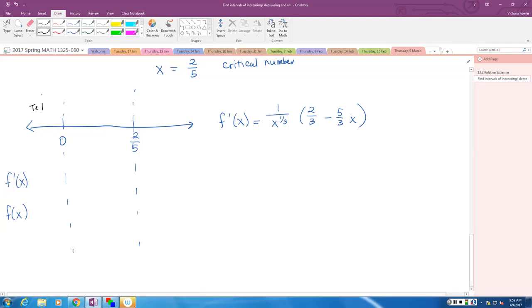On the leftmost interval, let's test something to the left of 0. Like -1 would be good. We could do -5, right? We just don't recommend them being too big. And then in between here, what do you want? 1/5, sure. Test x equals 1/5. And then let's all test on the other side, x equals 1.